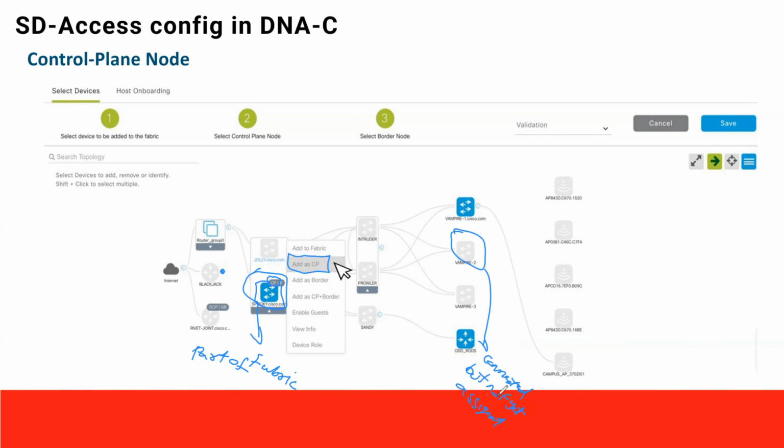Pranav, quick question. Yep. This is Saurabh. So assigning the role means we are just assigning them as edge or border, right? Yes, exactly. Edge, border, or control plane. Okay.